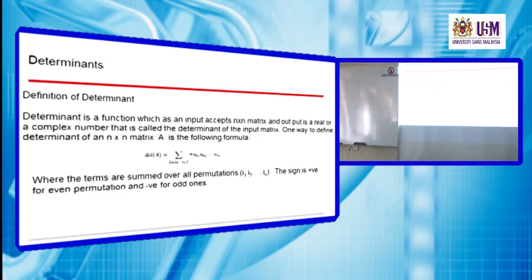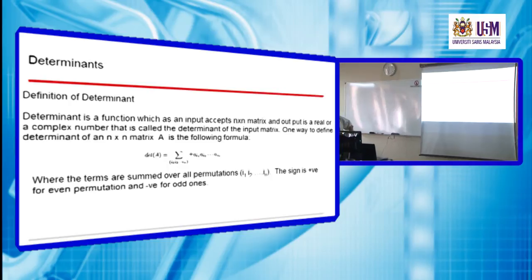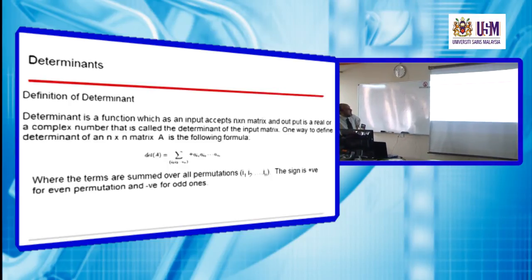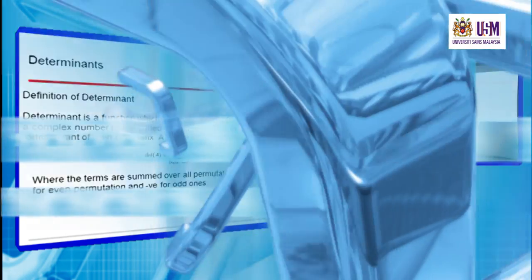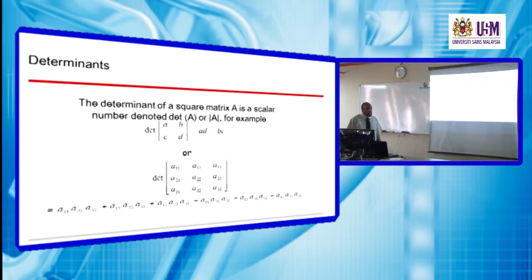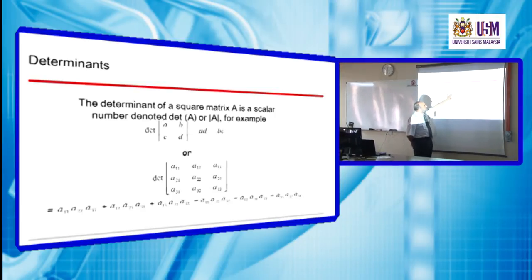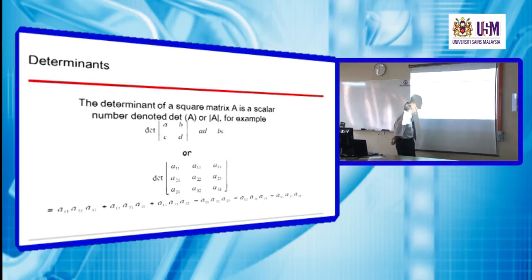In this formula, the terms are summed over all permutations of i1, i2, to in, and the sign is positive for even permutations and negative for odd ones. I guess you met determinants before. The determinant of a matrix A, B, C, D is simply AD minus BC. It's the multiplication of these elements minus the multiplication of these elements.